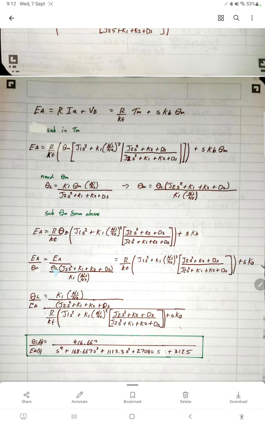We then multiply everything except EA to take it to the other side and plug in values from the document, which gives us this equation here.